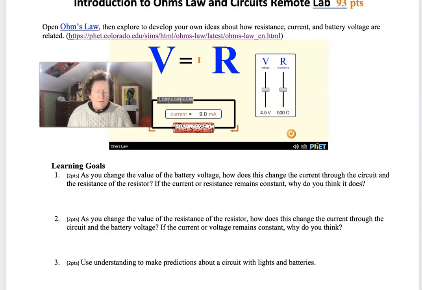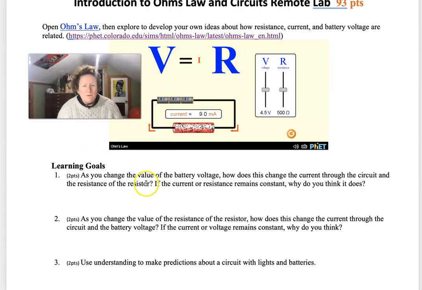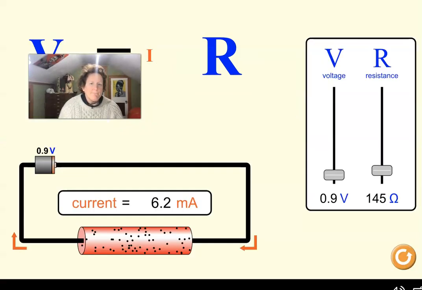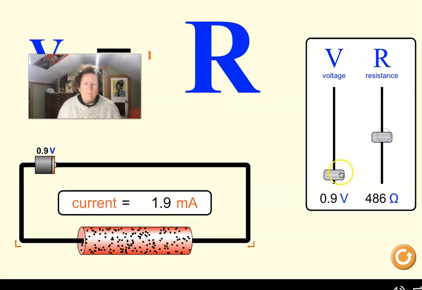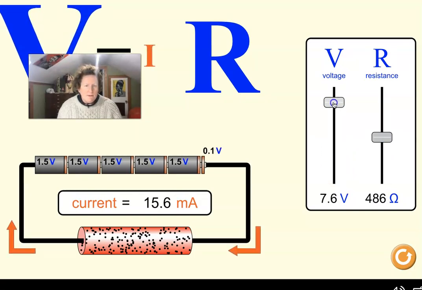So the first question is asking, as we change the value of the battery voltage, that's the V right here, how does this change the current through the circuit and the resistance of the resistor? If the current or resistance remain constant, why do you think it does? So basically it's saying mess with the V, don't mess with the R, and see what happens to the current. So let's put R in the middle and let's mess with the V.